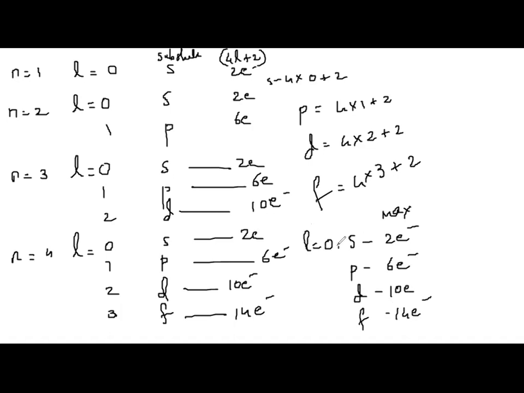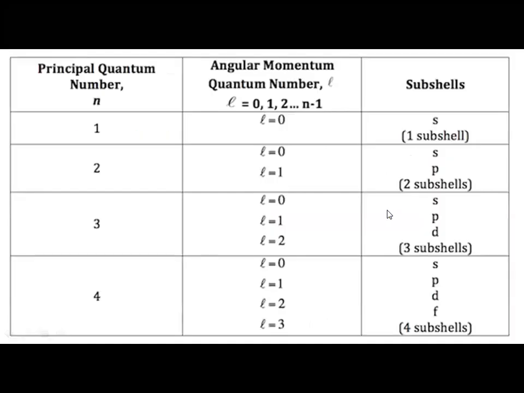Value of L for S is 0. Value of L for P is 1. Value of L for D is 2. Value of L for F is 3. Yes, so this is about the azimuthal quantum number. It even tells us the shapes of the orbitals.